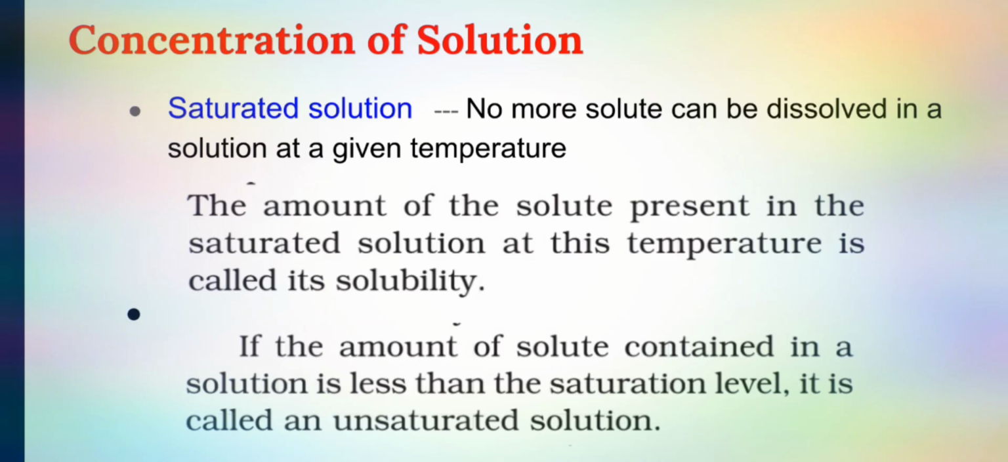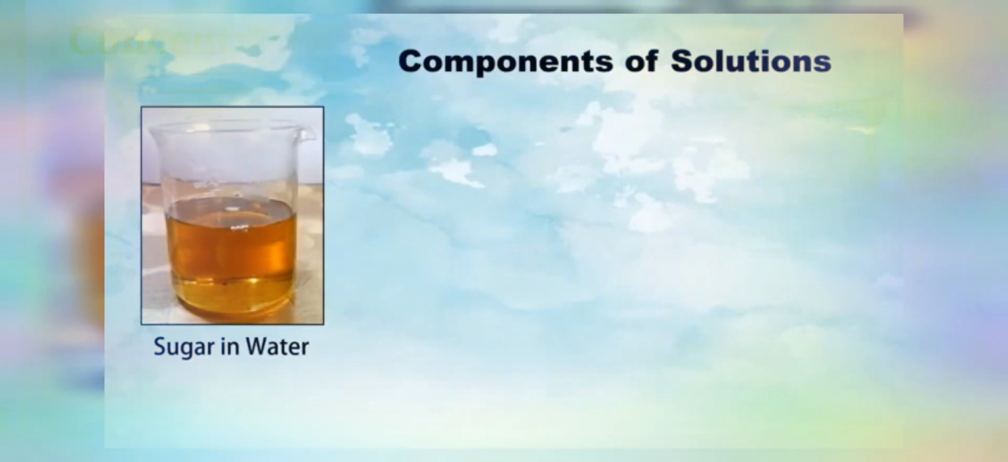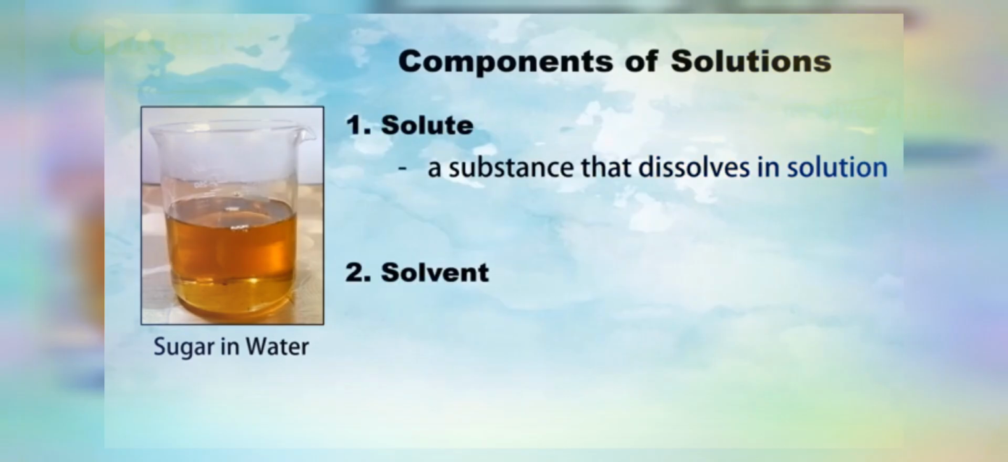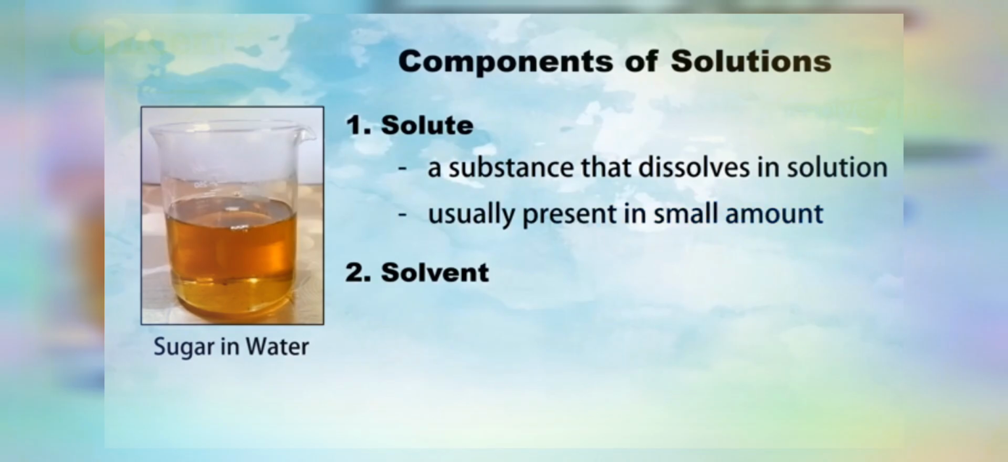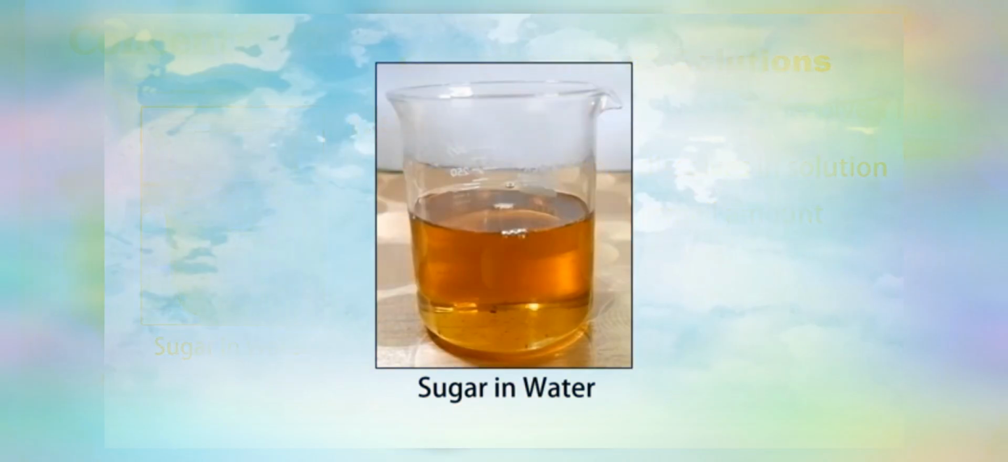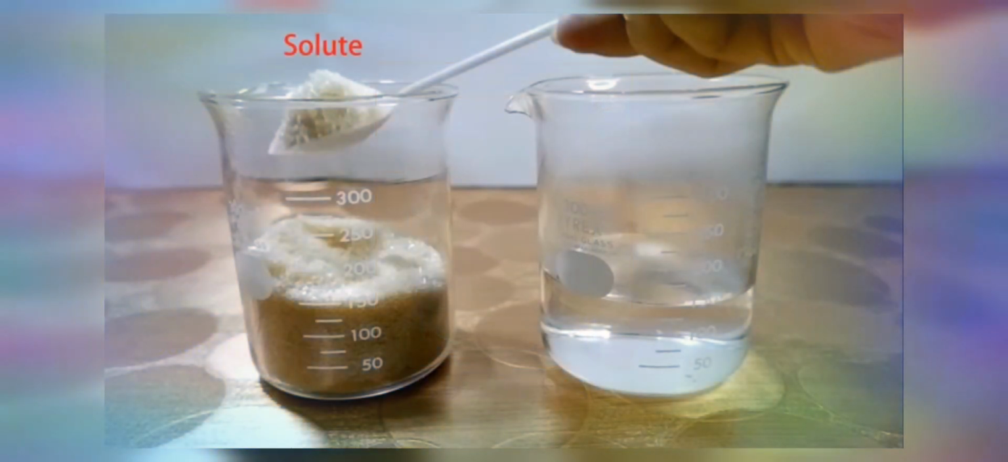The amount of the solute present in the saturated solution at a given temperature is called its solubility. Solutions like sugar in water have two components: solute and solvent. Solute is a substance that dissolves in the solution. It is usually present in small amounts. In this mixture, the solute is sugar because sugar dissolves and is usually present in small amounts.